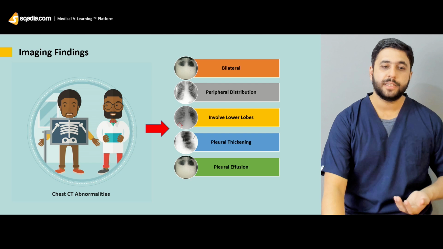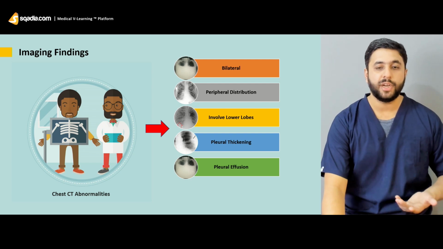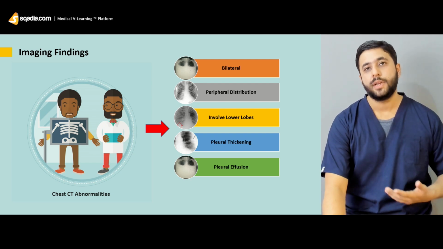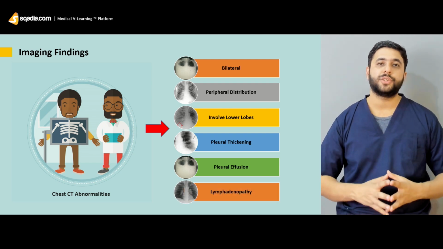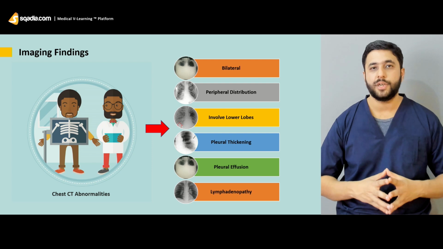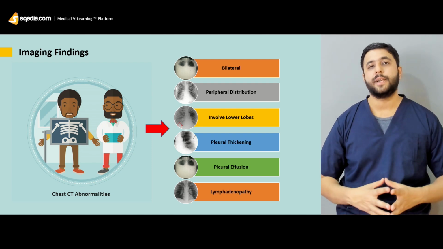Certain rare abnormalities which are found on the chest CT have been pleural effusion in certain patients. This can also be bilateral. And then in certain population we have also found certain types of lymphadenopathy. So chest CT is basically the gold standard.